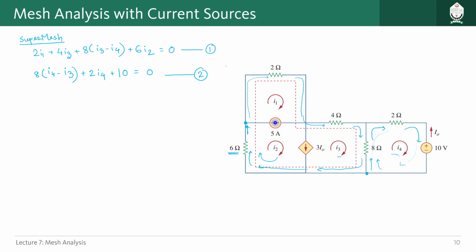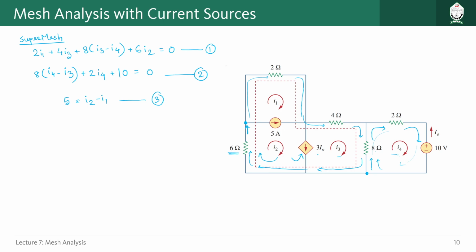Let us look at this one. The 5 ampere current is going in this direction, this is the branch current, and obviously these two mesh currents are contributing to this branch current. So we can write something like this. 5 ampere should be equal to I2 minus I1, because I2 is in the same direction as 5 ampere and I1 is in the opposite direction. So that is our third equation, and the fourth equation we will get from the dependent source.